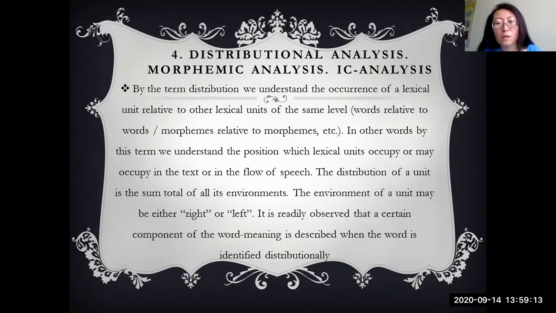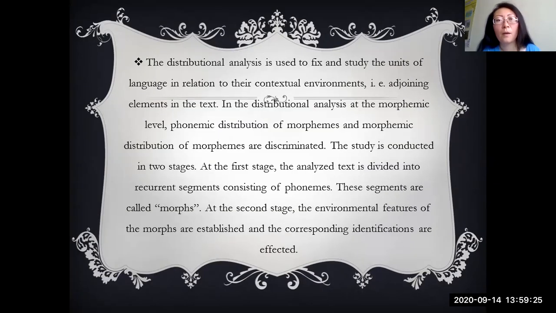It's readily observed that a certain component of the word meaning is distributed when the word is identified distributionally. The distributional analysis is used to fix and study the units of language in relation to their contextual environments, adjoining elements in the text. In the distributional analysis at the morphemic level, phonemic distribution of morphemes and morphemic distribution of morphemes are discriminated. The study is conducted in two stages.